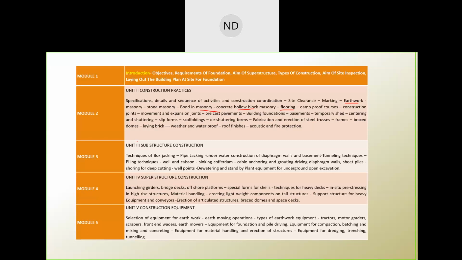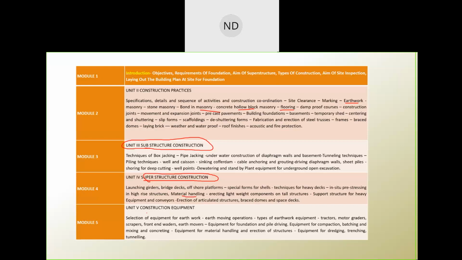Next module we'll discuss is about substructure and superstructure. What are the terms related to that? How you construct a substructure, what is substructure, all those things. Superstructure, next is your superstructure. What are the techniques of those and support structures, all those things, material handling, everything will be talked here in this module number 4.